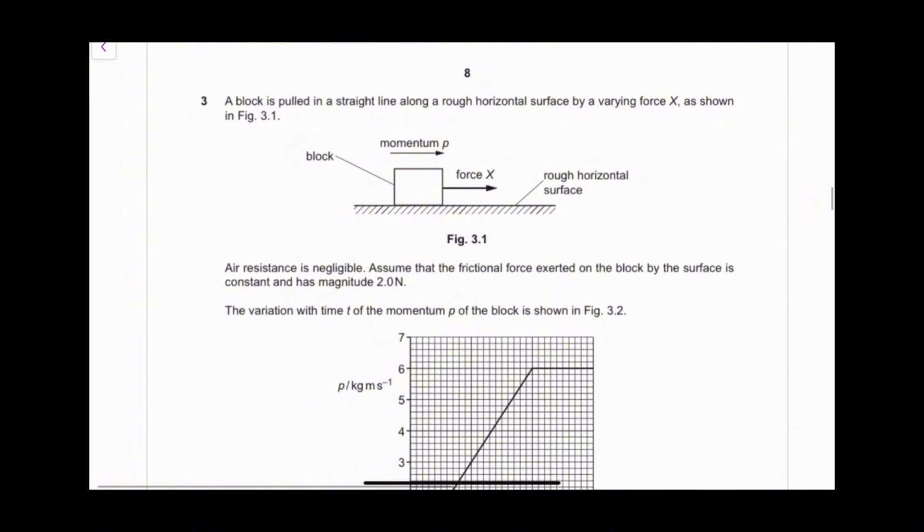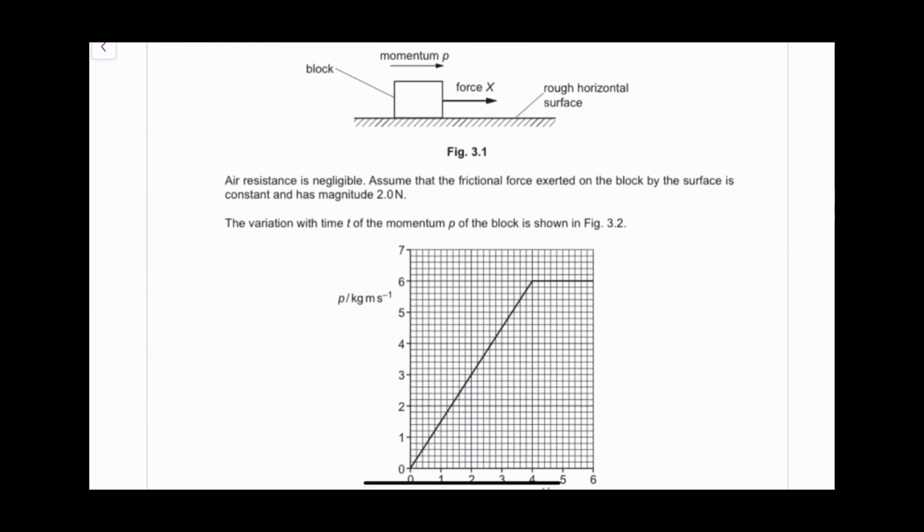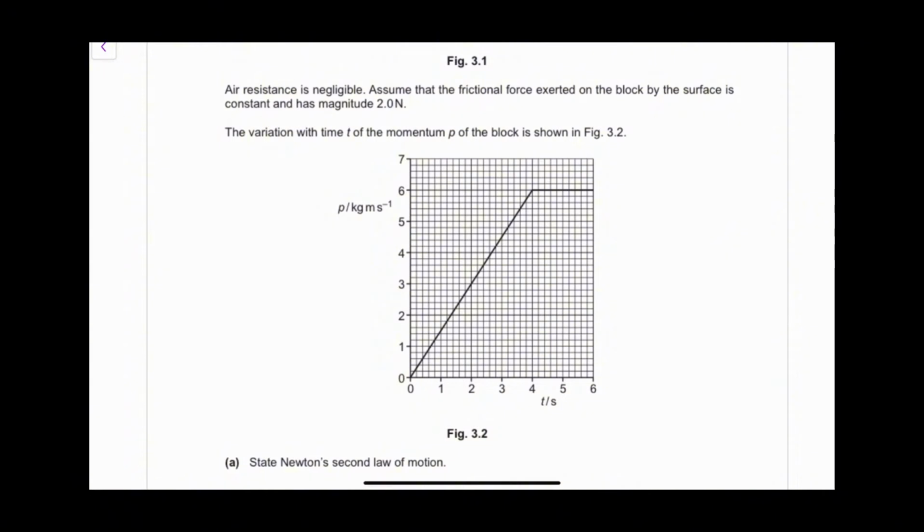Okay, moving on to question number 3. We're given a block that is pulled in a straight line along a rough horizontal surface by a varying force Fx. We've been told to assume that the air resistance is negligible, and we've been given the variation of momentum against time.